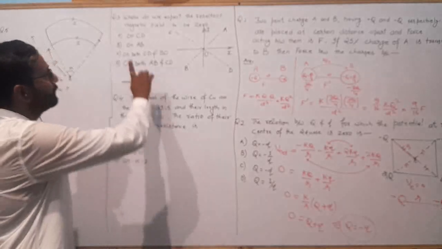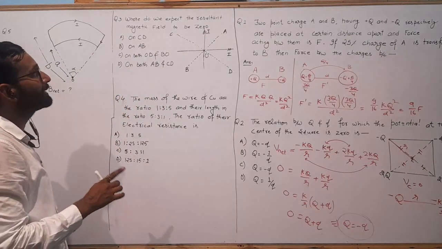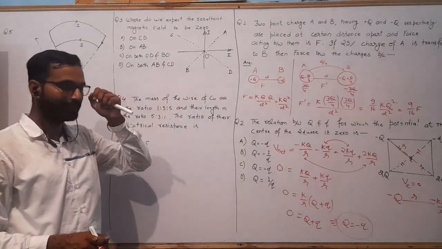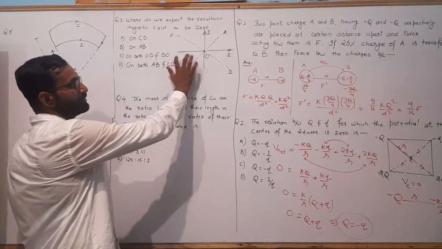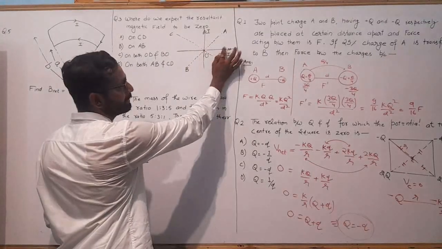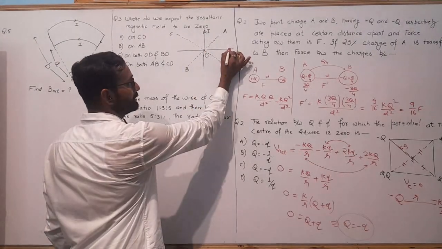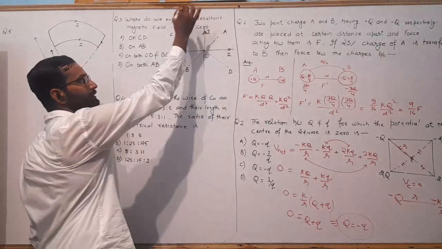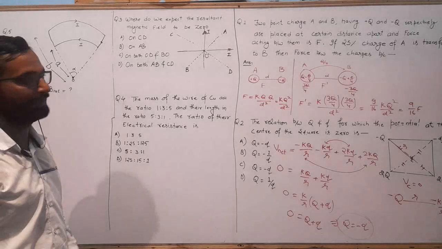The next question is, where do we expect the resultant magnetic field to be 0? That means we find the resultant magnetic field by these two conductors. One conductor is this, and the current going is this. This produces a magnetic field. Similarly, the other conductor is this, the current goes in this direction, and we find the magnetic field.